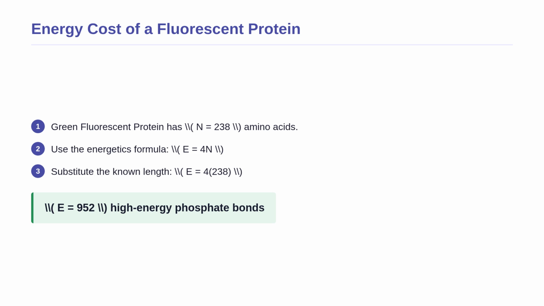Next, we substitute our known variable N with 238. Multiplying this by the constant cost of 4 bonds per amino acid gives us our result. The final answer is 952 high-energy phosphate bonds. Physically, this means the cell must hydrolyze nearly 1,000 ATP and GTP molecules just to synthesize one single copy of this relatively small protein.